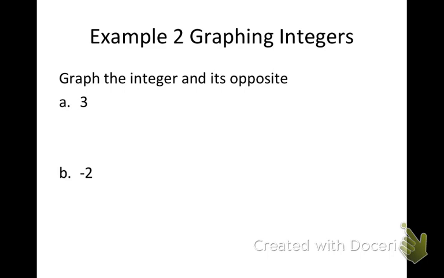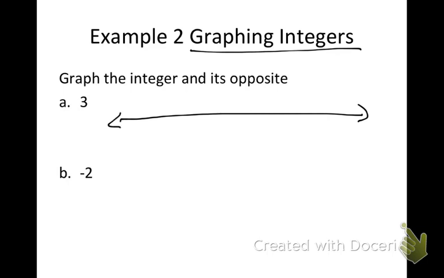Okay, copy this down into your notebook. Here's example 2. We're going to practice graphing integers. So I want to graph the integer and its opposite. So I have the number 3. I'm going to draw my number line. I'm going to start with 0 in the middle, and I'm going to have plus 1, plus 2, plus 3. So I'm going to put a nice big dot at my 3, and then I have a negative 1, a negative 2, and a negative 3, so its opposite. I'm going to graph that there.